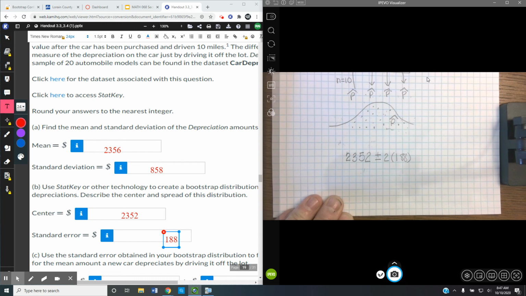So if I take 2,352 and I subtract 2 times 188, I'll start with the minus: 1,976. And if I take that very same line and I now come back and I add into it, almost there, 2,728. There's my 95% CI for my question.